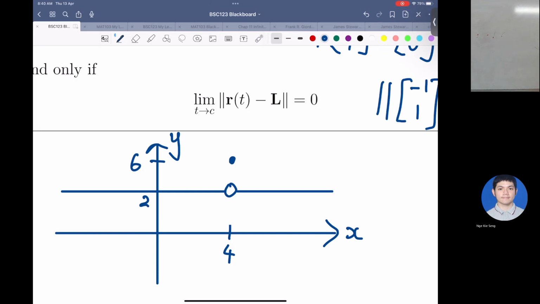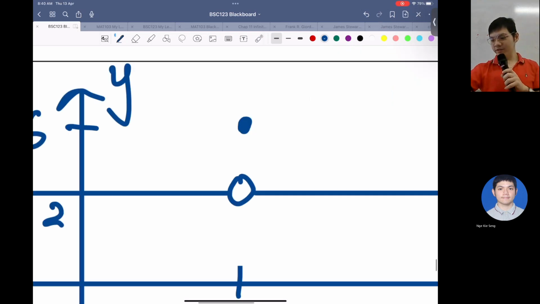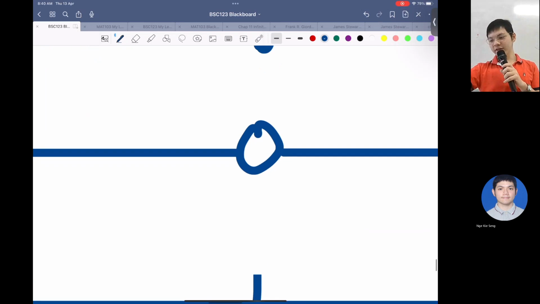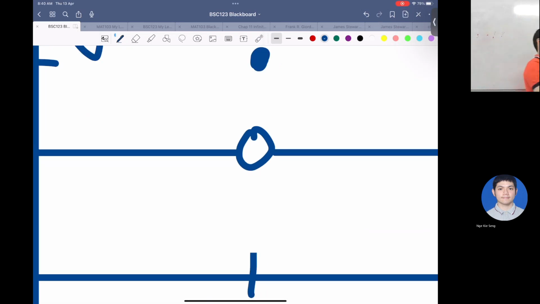What I'm trying to say is, between 3 and 4 you can find infinitely many numbers, and you never reach 4. If I zoom in and keep zooming, you still never reach 4. This is the limit. So we want to consider the limit: when x approaches something, we want to see what's going on.